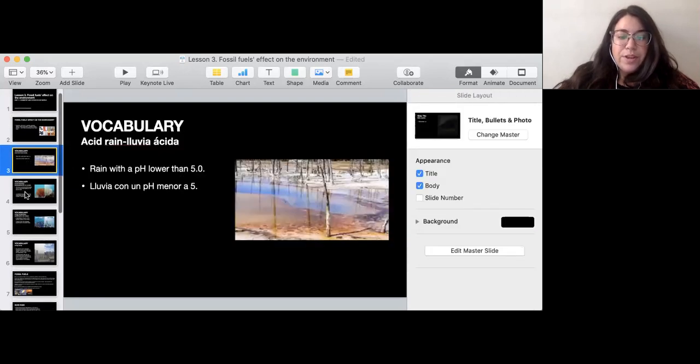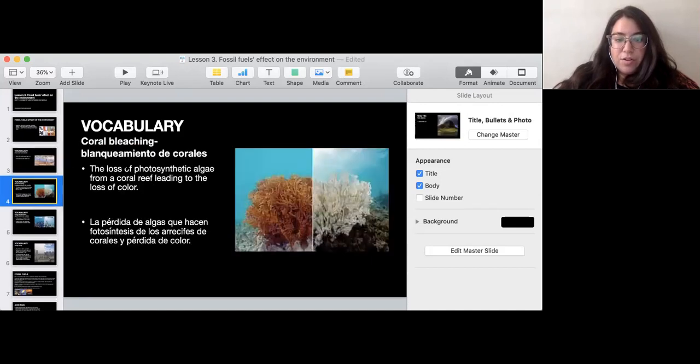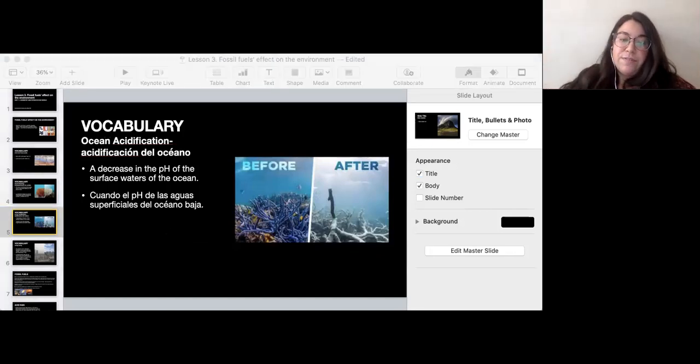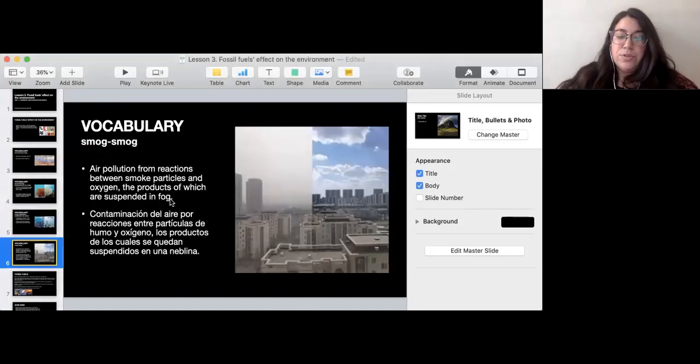For your vocabulary, you have acid rain: rain with a pH lower than 5. Coral bleaching: the loss of photosynthetic algae from a coral reef, leading to the loss of color. Ocean acidification: a decrease in the pH of the surface water of the ocean. Smog: air pollution from reactions between smoke particles and oxygen, and all of these products are floating around or suspended in fog.